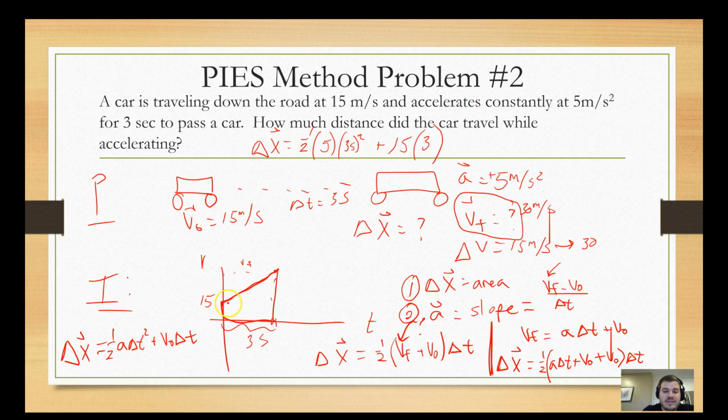So notice that 15 times 3 is actually the area of the bottom section, and that 1/2 AT squared represents the area of the top section. The rectangle there has an area of 45 meters. The triangle has this area of 22.5 meters, and so together they add up for a total displacement of 67.5 meters. That's another area method problem.